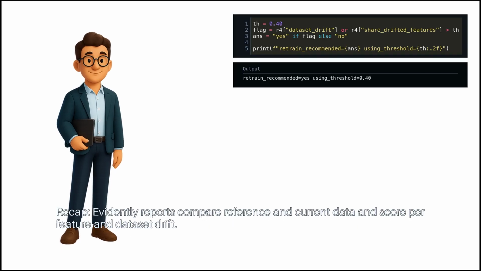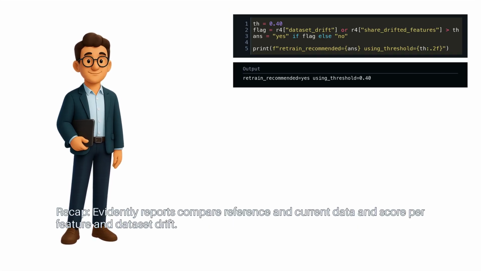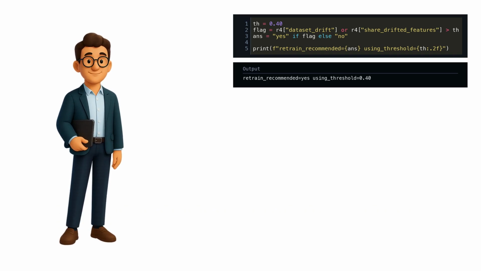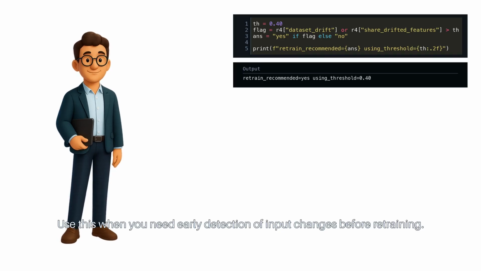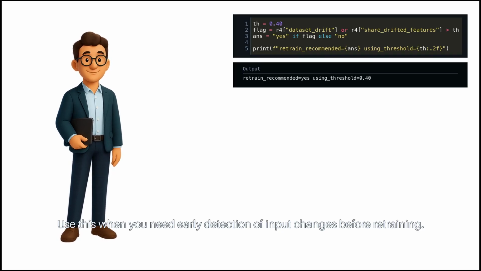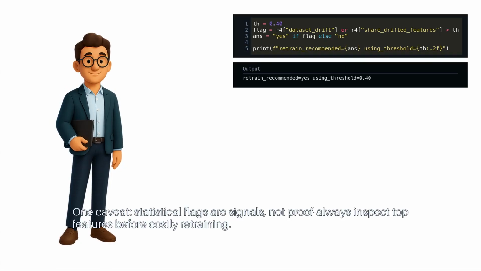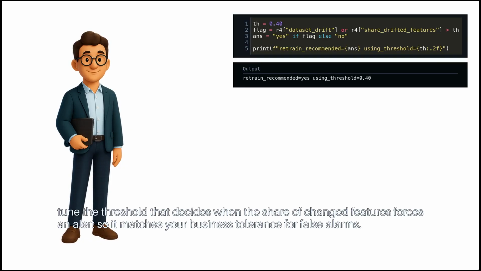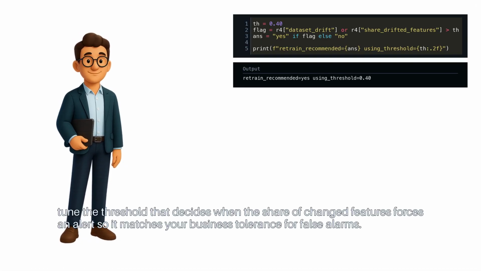Recap. Evidently reports compare reference and current data and score per feature and dataset drift. Use this when you need early detection of input changes before retraining. One caveat. Statistical flags are signals, not proof. Always inspect top features before costly retraining. Next step. Tune the threshold that decides when the share of changed features forces an alert, so it matches your business tolerance for false alarms.